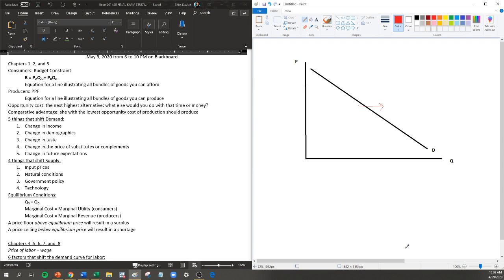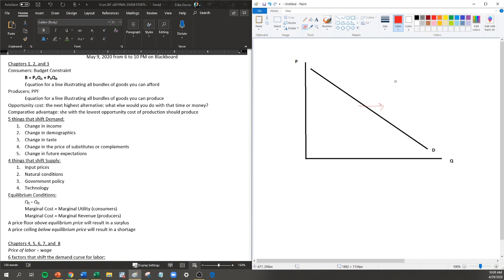Complements. A complement to grape jelly is something like peanut butter. If the price of grape jelly goes up to $1 million, we probably will see not only a decrease in the amount of grape jelly people are buying, but also a decrease in the amount of peanut butter they are buying, because these two things are often bought together. Changing future expectations. If we expect that the price of grape jelly will go up to $1 million within the next week, we will see the demand for grape jelly this week shift outward as people prepare for that increase in price and they buy up the grape jelly.